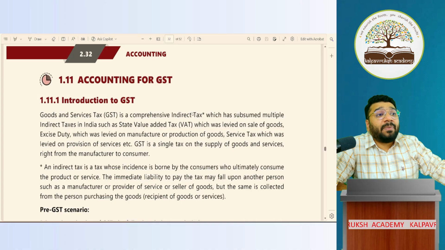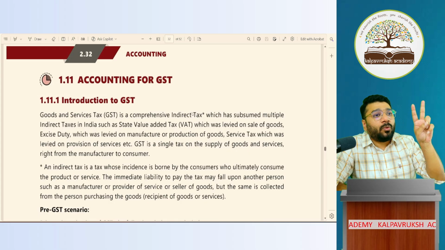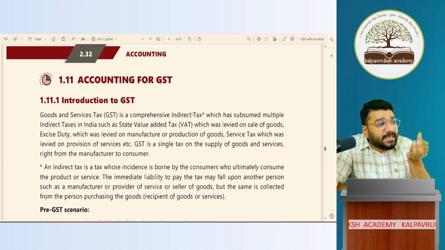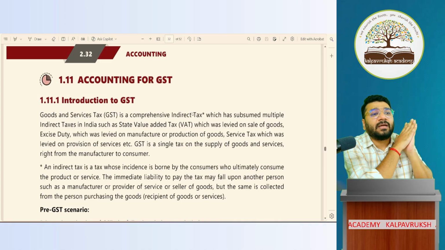There is paper number 3, which talks about taxation. In that, there are two types of tax papers. One is the direct tax paper, income tax. Second is the indirect tax paper, which is GST. In that, you will study GST law. Here, what we are studying is the basics of GST and accounting for GST.